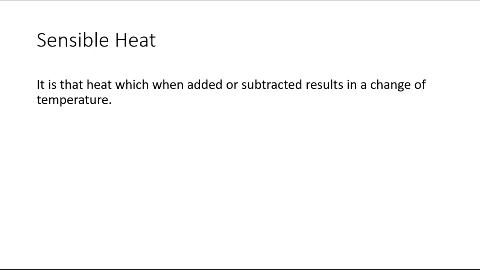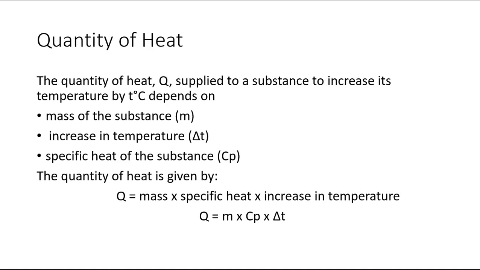In the same order, the next term is the quantity of heat. If we want to calculate the quantity of heat, first we see on which properties the quantity of heat depends. The first one is the mass of the substance, second one is the increase in temperature, and third is the specific heat of that particular substance. So the quantity of heat given to any substance is Q equal to mass into specific heat into increase in temperature, that is m into Cp into delta T. To calculate the quantity of heat, we always use this formula.